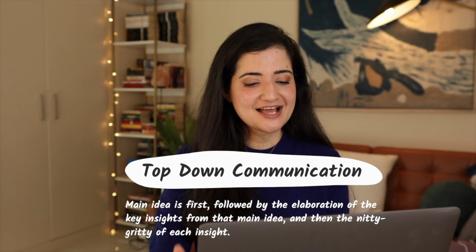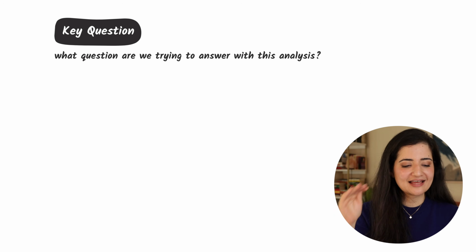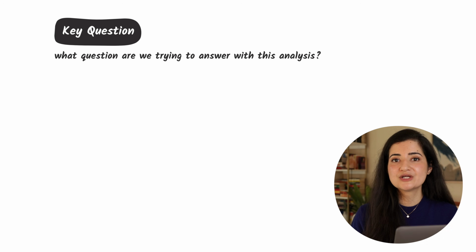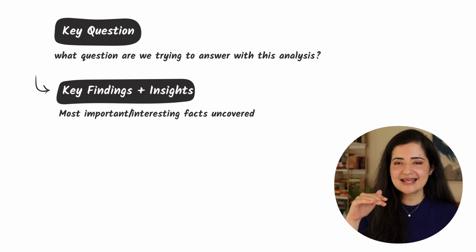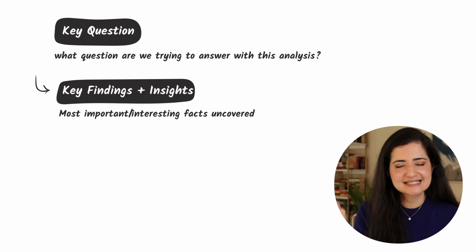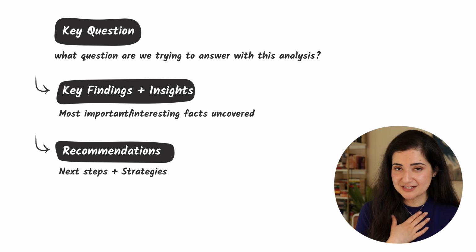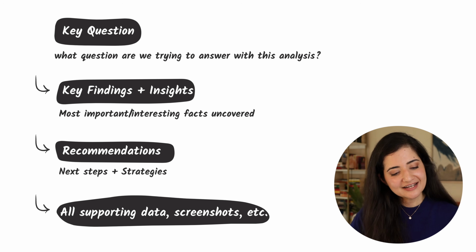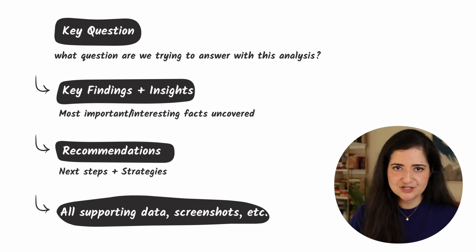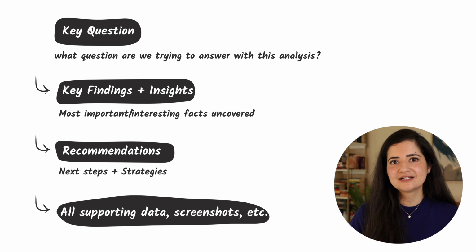A format that I like to use is a top-down format, and it looks something like this. At the top, I always have a key question, which is the main question that I'm trying to answer with my brand analysis. And then I add the main findings and insights. This is usually just 2 or 3 main bullet points of what was the main takeaway from the research. Then I add my strategies and recommendations based on the findings and the insights. And then finally, towards the end, I add all of the screenshots and the supporting data that anyone can then refer to just in case they want to go into more detail.